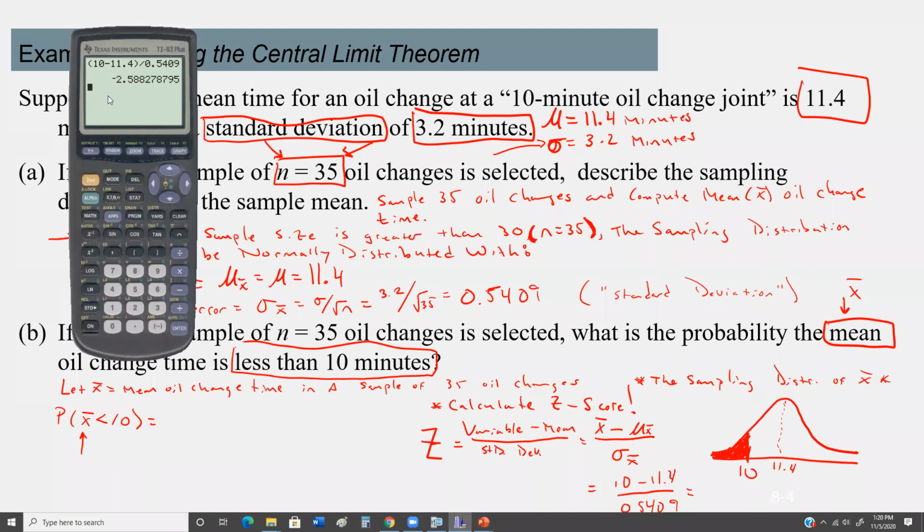Did anybody get this number if they did it with me, just out of curiosity? Yes. Awesome. And if you're going to use Z-scores, do you remember how many decimal places you have to round it to? Yeah, for Z-scores we actually go to 2 decimal places. So it's negative 2.59 when I round it.